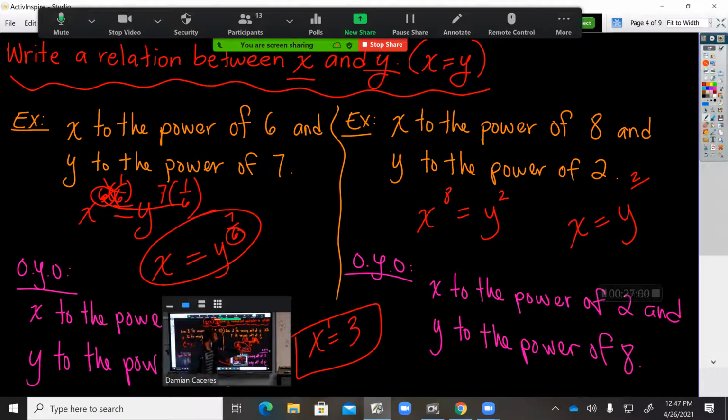I repeat, what happened to this 6? It became a denominator on the y. So what's going to happen to this 8? It's going to become a denominator on the y. So this is your answer as long as you simplify it. So here we have x equals y to the 1 over 4, because 2 over 8 simplifies to 1 over 4.